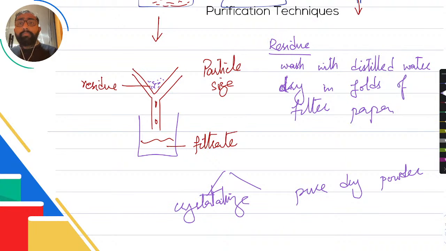With pure dry powder, what do you do? You just heat it. You just heat it, and you don't care whether you're going to reach the saturation point or not. You just heat, and the keyword is constant mass. So heat to constant mass, and that is how you will know that you have found a pure dry sample, because now you don't care about the solvent, you just evaporate it.